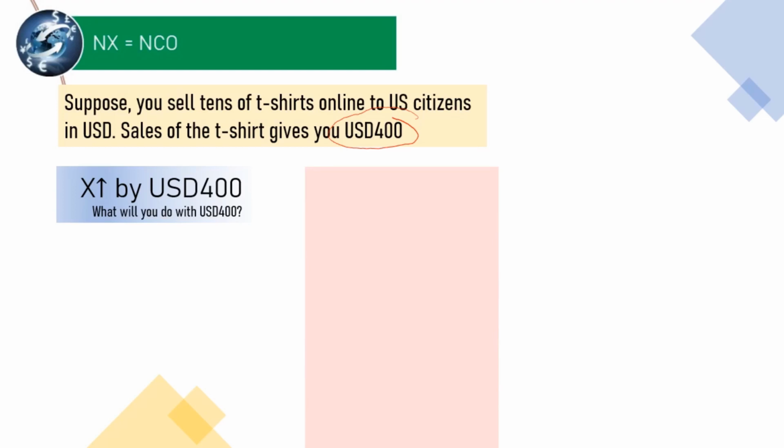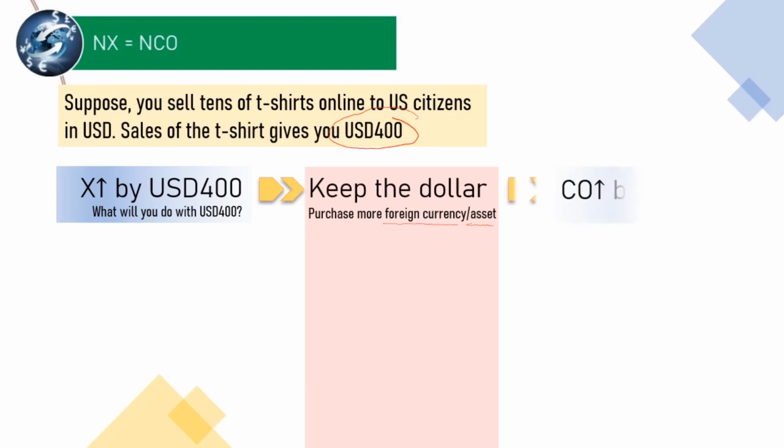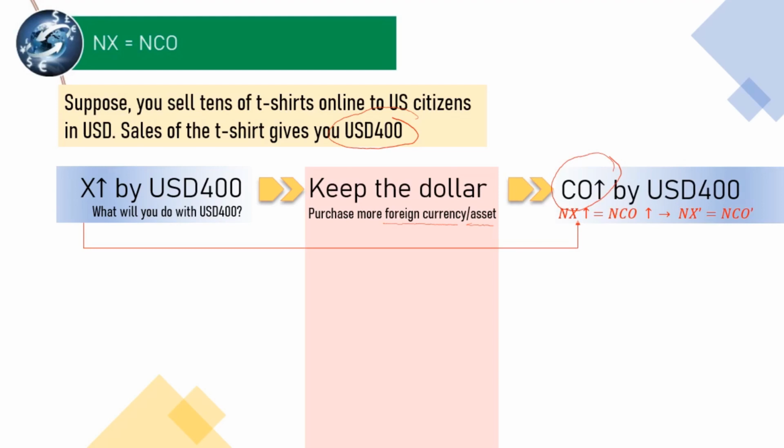The first possibility is you keep the dollar. Since the dollar is a foreign currency, hence a foreign asset, the holding of dollar is like lending funds to the US government. Therefore, the funds are flowing out of a country, the capital outflow. And at the end, net export increase is accompanied with the increase in net capital outflow.